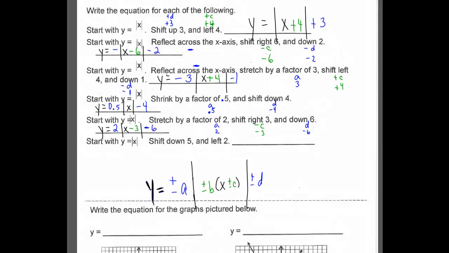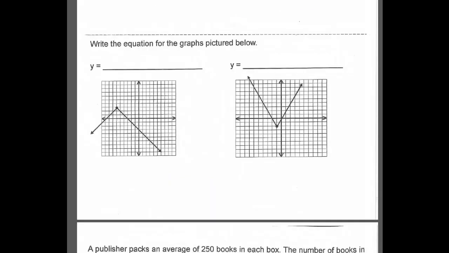The last equation. Shift down 5. So this is D, subtract 5, and left 2. This is C, so add 2. Putting this into the equation, and we have y equals the absolute value of x plus 2 minus 5. So now we have just written the equation for each of the preceding absolute values. Now let's write the equation for the graphs pictured below.